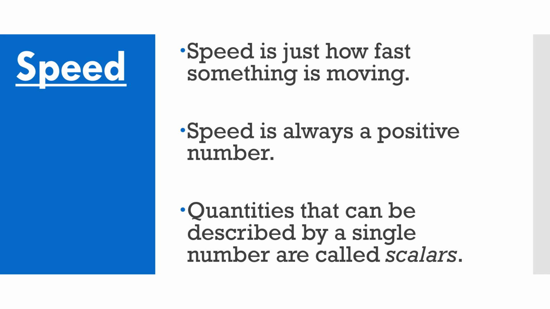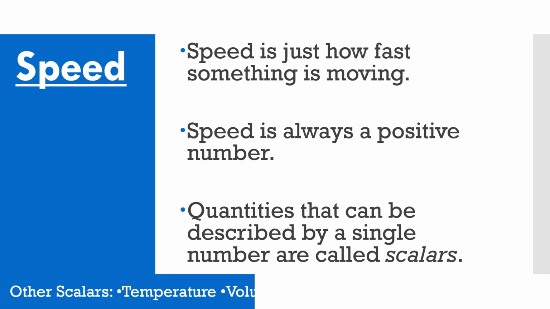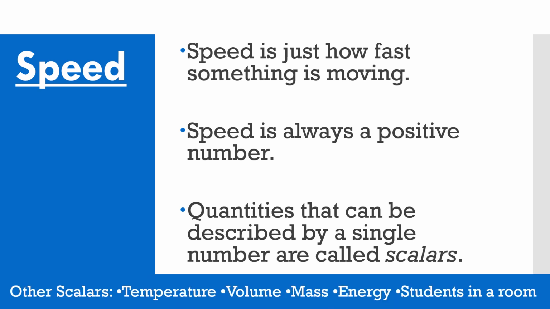So once again, speed is just how fast something is moving. And speed is always going to be a positive number. And when we talk about quantities that can be described as a single number, we call these scalars. Other examples of scalars include temperature, volume, mass, energy. If I wanted to know the number of students in a room, I count them. It's one number. And so this is an example of scalars. They give a scale to something that's happening.